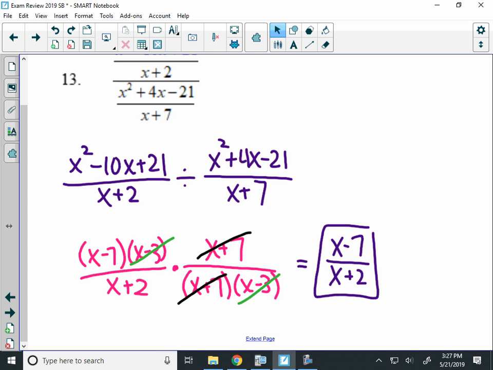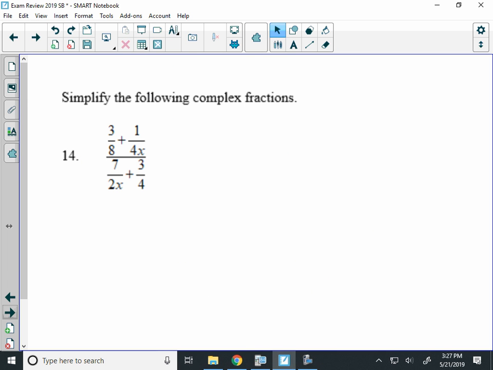All right, let's finish with our favorite, the complex fractions. Oh, those look messy, but we're going to find a least common denominator between everything. I have 8, 4x, 2x, and 4. Now, when I find these common denominators, I want to find something that when I multiply it by every fraction, every denominator will go away.